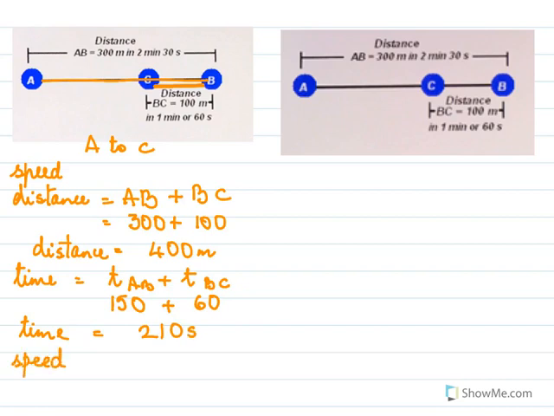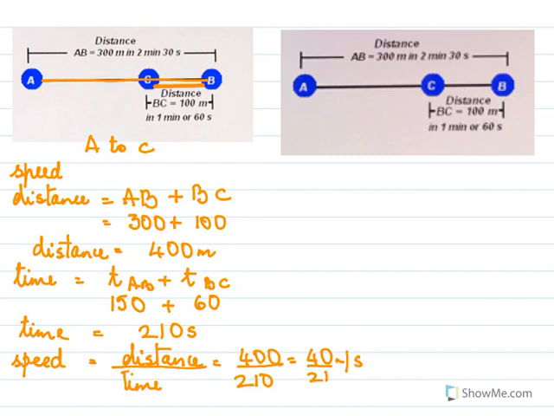We can find speed. Speed is distance over time. We see the distance was 400 and the time is 210. So 40 over 21 meter per second is the speed.